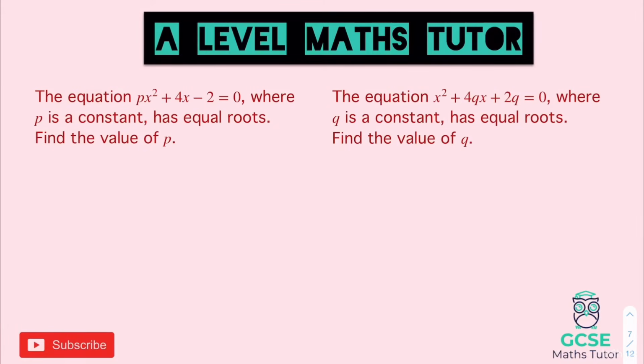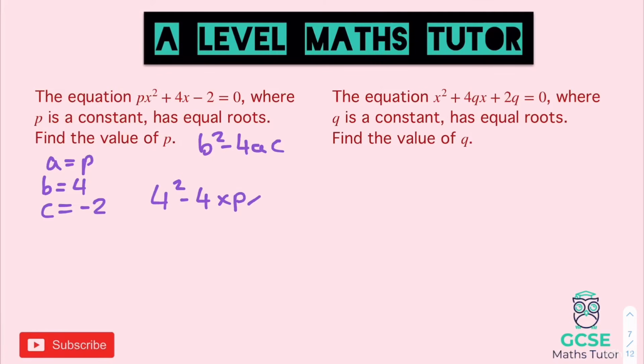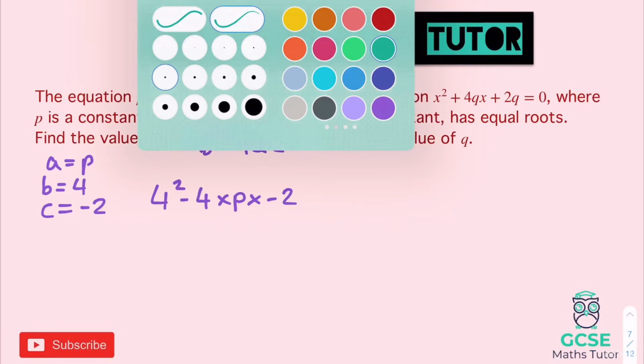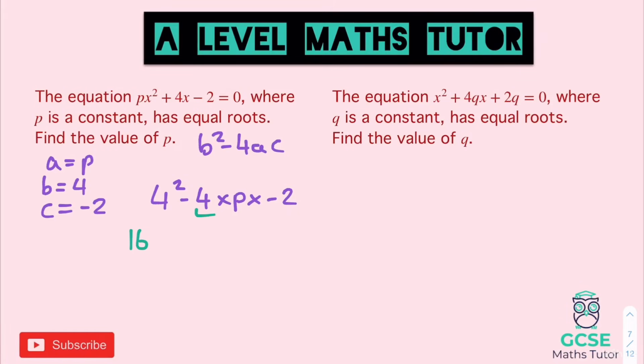Okay, so for this first one then, we've got b squared minus 4ac, and our value of a is p, b is 4, and c is negative 2. And if we put those in, we get 4 squared minus 4 times p times negative 2. And then again, simplifying that down gives us 16, and we're going to take away minus 8p. Okay, so take away minus 8p would be plus 8p, so we have 16 plus 8p, and that all equals 0. Okay, obviously because it says it has equal roots, we can put that equals 0 up there as well if we want.